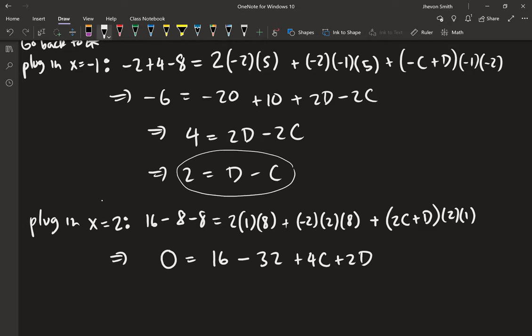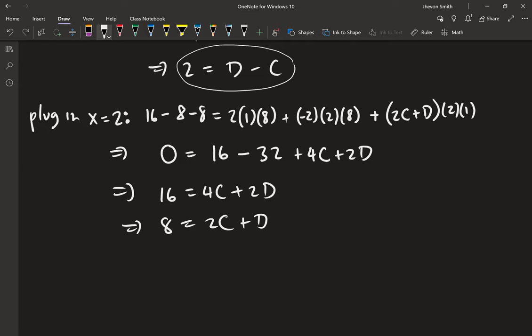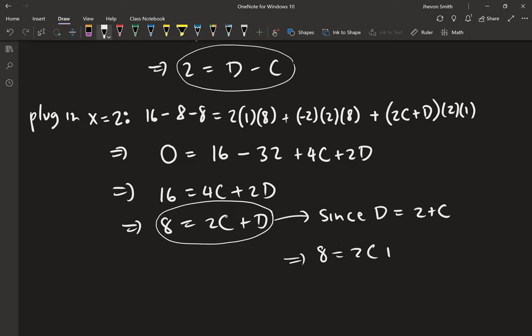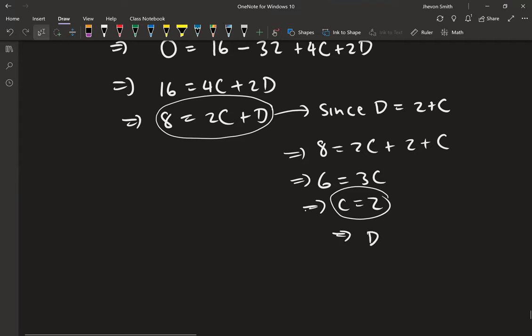So at this point, this is going to be minus 16, throw it over here, it's going to be plus 16 equals 4C plus 2D, and I can divide this by 2. And I would have that. Now I can do something like you suggested. Since D equals 2 plus C, I can get 8 equals 2C plus 2 plus C. Or in other words, 6 is equal to 3C, and my C is going to be 2. This of course means that my D is 4.